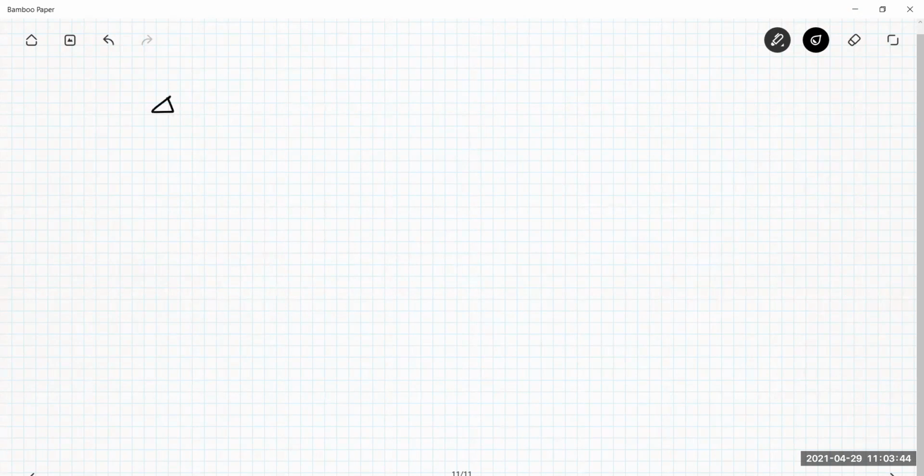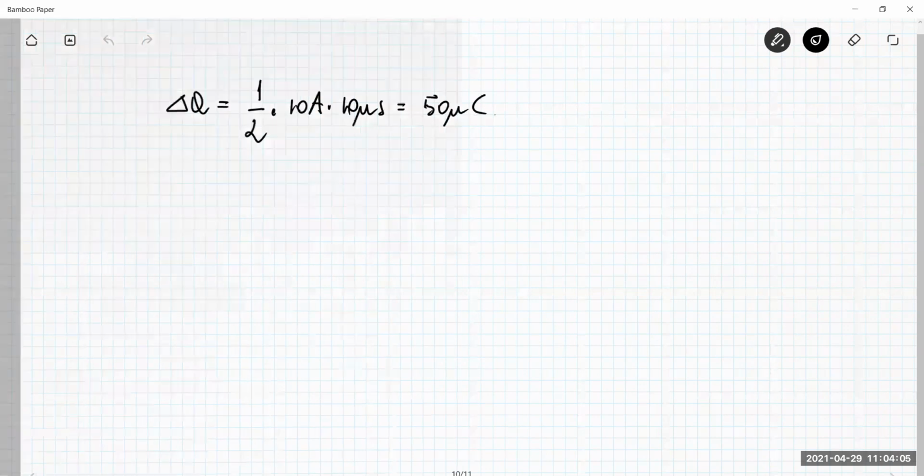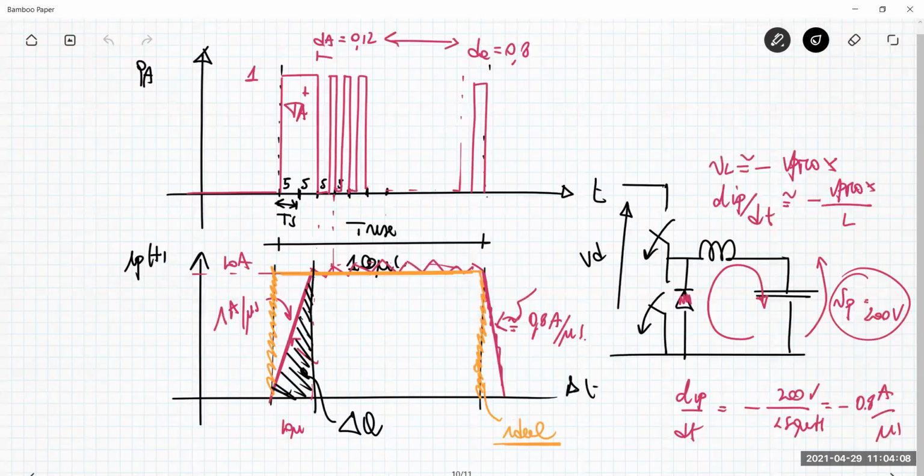Okay, so the Q is an area. So 1/2 of the peak value, which is 10 amp, and the base is 10 microseconds, and this is 50 microcoulomb. This is the area of this triangle, and this is the charge that you are providing to your load after the first 10 microseconds. I want to compute the voltage across the capacitor Cp after 10 microseconds.